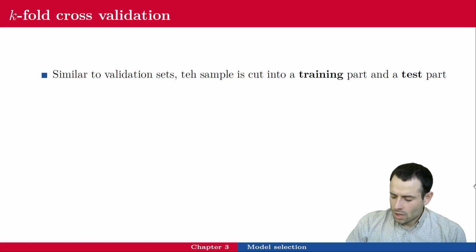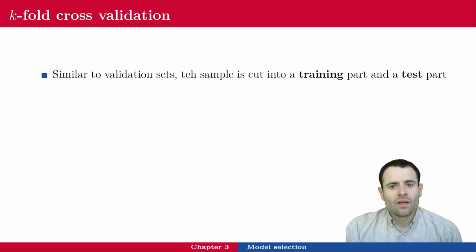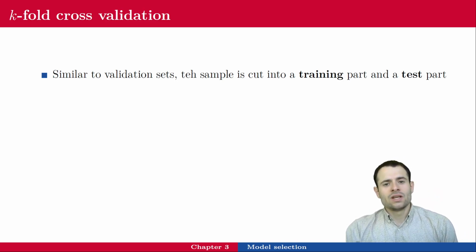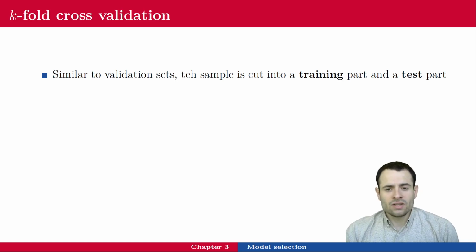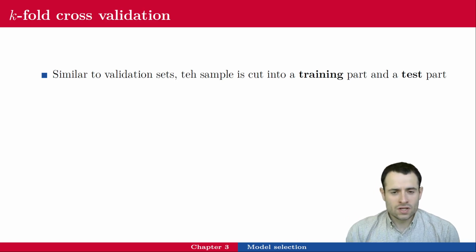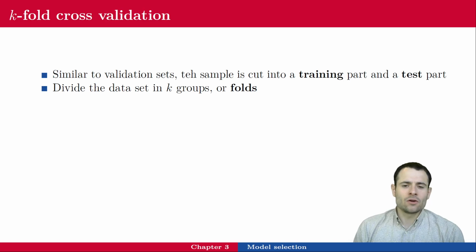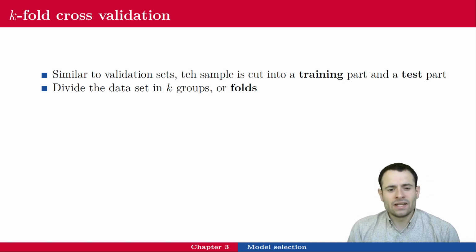Now, I talked about validation sets, and I told you about cross-validation. Cross-validation is a very similar approach. So the sample is cut, but not just into training and test once. It won't be done once. That's what I wanted to say. So, first of all, take your full data set and divide it into K groups. One group is called a fold.